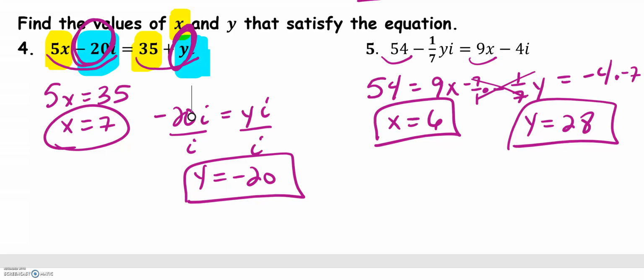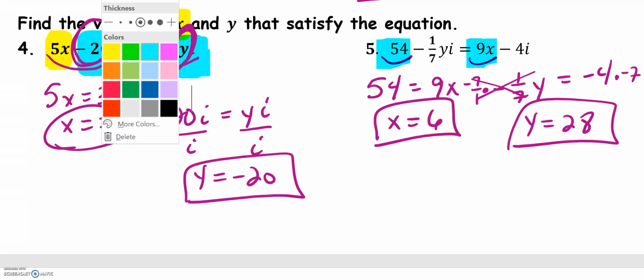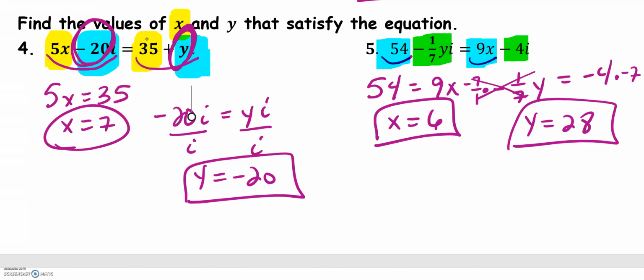Okay, so in standard form, the first numbers, the real numbers, are always equal to each other, and then the second numbers, the imaginaries, are always equal as well.